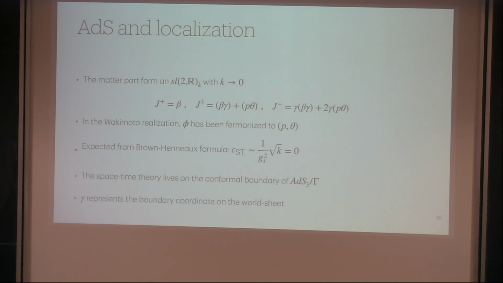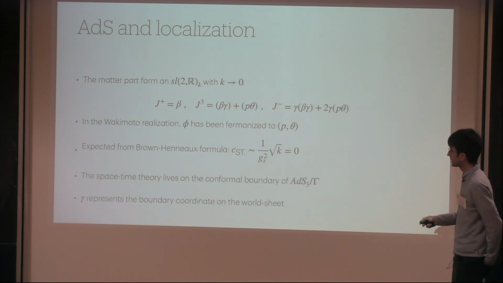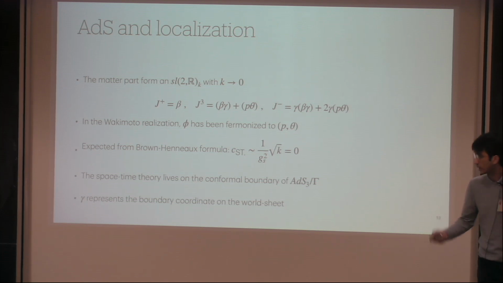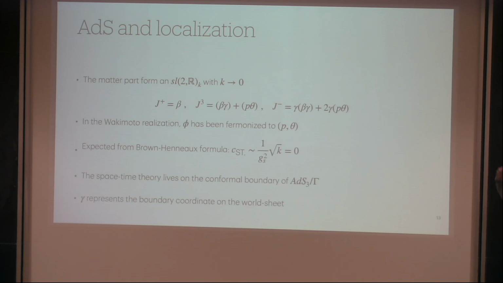So then the idea is that I have an AdS inside this string theory, and the 2D Yang-Mills is living on the conformal boundary of this AdS. So for example, if I have a target space with any genus, I should do some orbifold on the worldsheet so that I get the 2D Yang-Mills living on the conformal boundary. Just a reminder, also this gamma represents the boundary coordinate on the worldsheet.